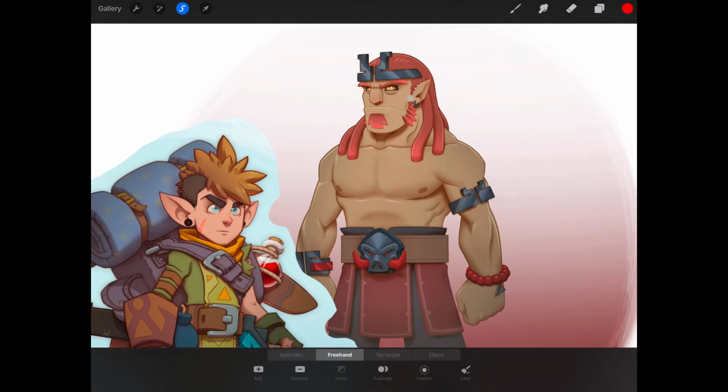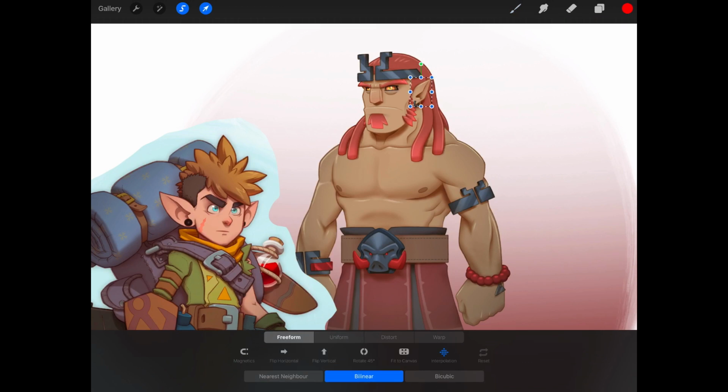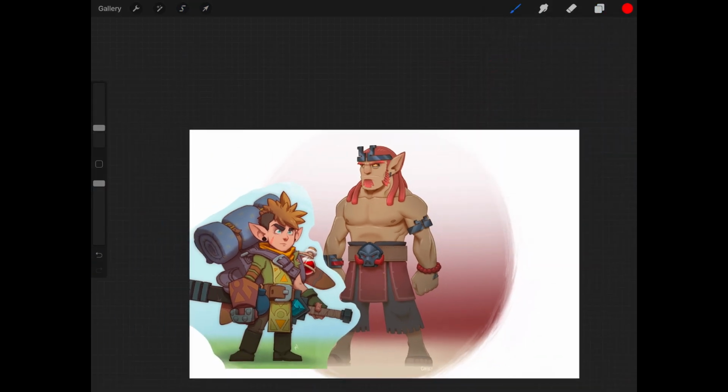Let's just see what that looks like, actually. So that's what he would look like if those ears were sized up, which, I mean, it could be salvaged, but it's starting to look pretty ridiculous.